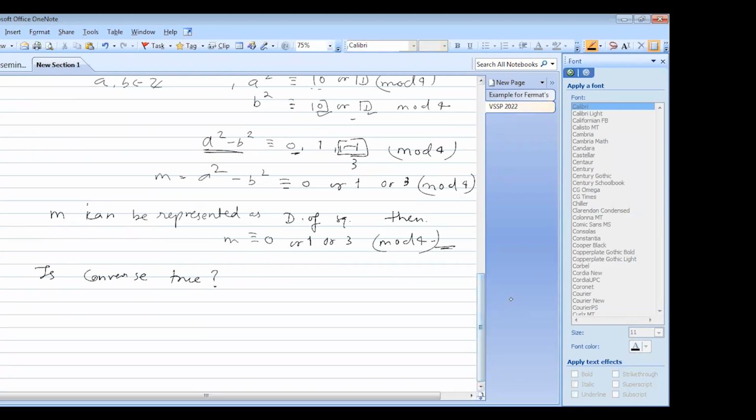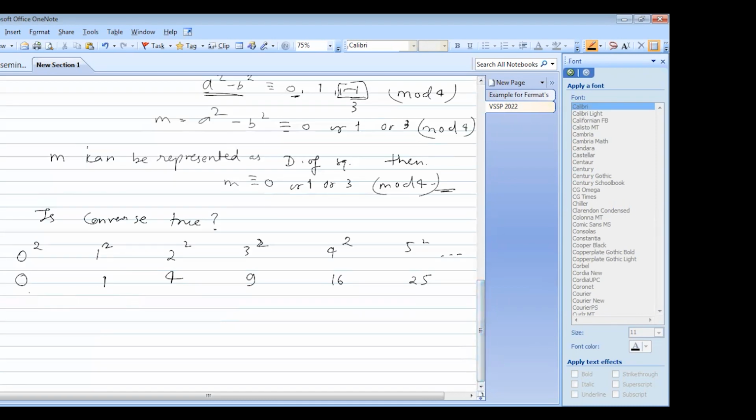Here I'll make an observation. If I consider all the squares, 0 square, 1 square, 2 square, 3 square, 4 square, 5 square, and so on, then 0 square is 0, 1 square is 1, then 4, 9, 16, 25. What will be the difference of these consecutive numbers? 1 minus 0 is 1, and then it gives 3, 4 minus 1, then 5, 7, and 9. So I can write 1 as 1 square minus 0 square, and this 3 as 2 square minus 1 square.